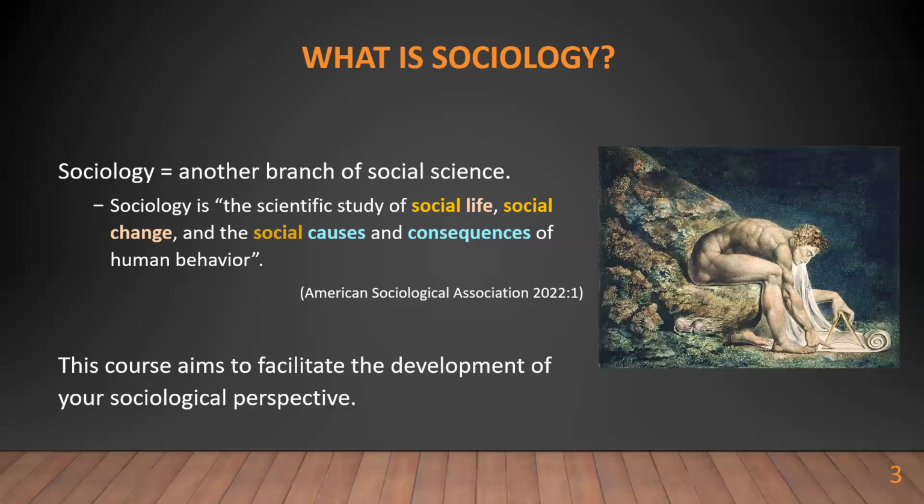Here you can look at William Blake's beautiful drawing, where you can see what sociologists are doing. They're trying to measure something that's real, something that does exist. Except that this painting is actually called Newton. It's a famous physicist, but we can apply the same logic to sociology.